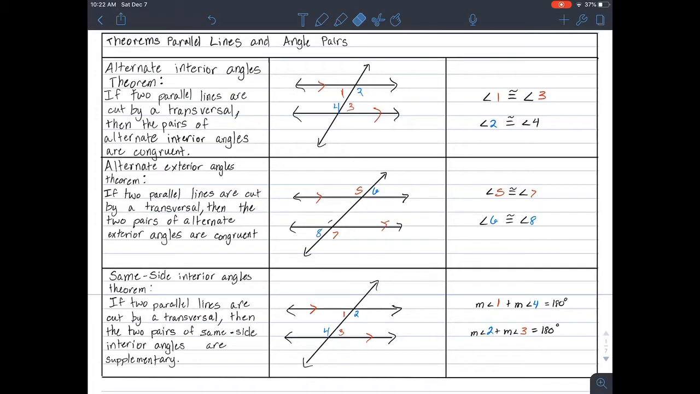The same side interior angles theorem states that if two parallel lines are cut by a transversal, then the two pairs of same side interior angles are supplementary, such as the measurement of angle 1 plus the measurement of angle 4 should equal 180 degrees, and the measurement of angle 2 plus the measurement of angle 3 should equal 180 degrees.